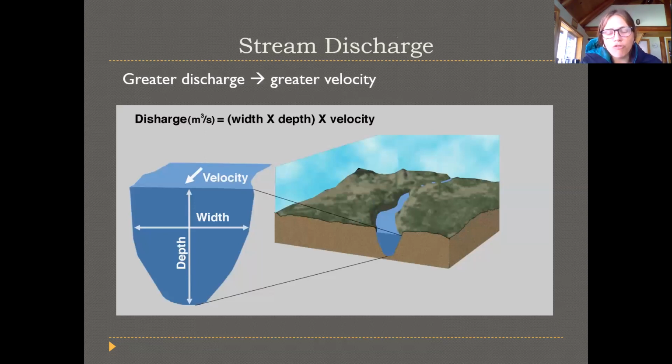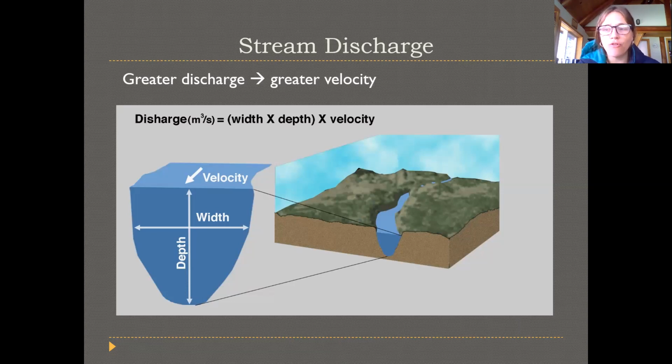Okay, a couple more stream terms. So discharge of a stream, which is also sometimes called the flow or the flow rate of the stream, is different from the velocity of the stream. The velocity of the stream is just like one particular molecule or little section of water, how fast it's moving, in feet per second or meters per second.